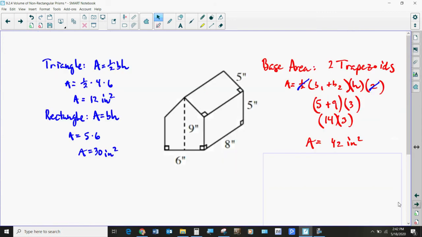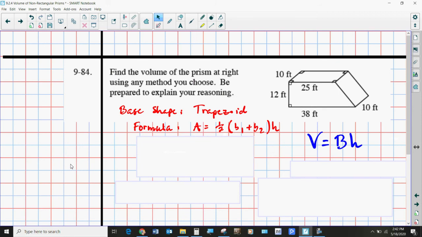All right, so let's see what you can do with this one. I would like for you to do your best to draw this down and write in the measurements. Go ahead and pause the video. The base area is the trapezoid. Remember, the odd shape in your prisms is always going to be your base area. All the other shapes are always rectangles, but the one that's not a rectangle, if it's not a rectangular prism, that is going to be your base.